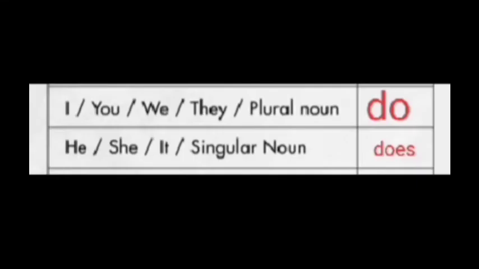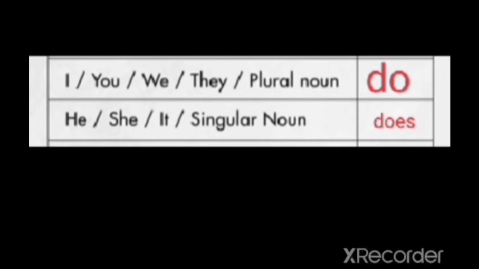So dear students, as you have seen, in some places we have written do and in some places it is written does. So let me clear up where we must use do and where we must use does. As you can see, do is used with I, you, we, they, and does is used with singular subjects like he, she, it. I hope you understood, students.